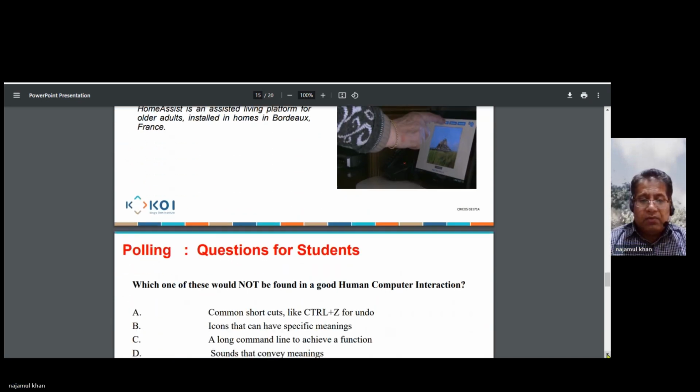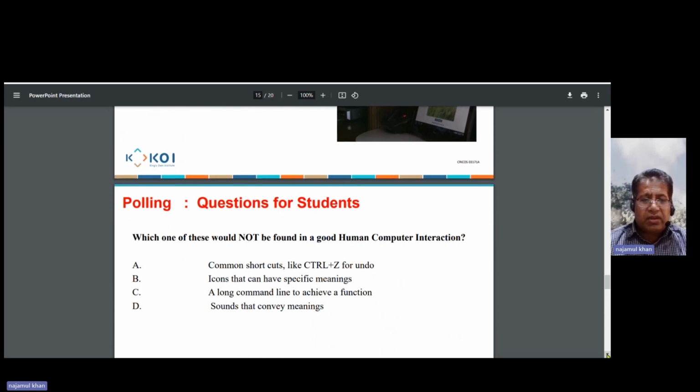Okay, now we got some questions here. Which one of the following would not be found in a good human-computer interaction? I would say common shortcuts like Control plus Z for undo, which is very common. Icons that can have specific meanings. Yep, that's right. A long command line to achieve a function. I don't think so. This is not a good idea. D, sounds, okay, that convey meaning. So I think C is the right answer. Nobody likes to see long command lines to achieve something.